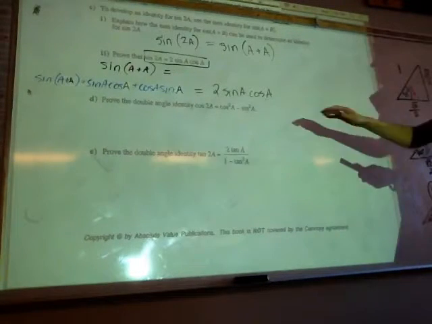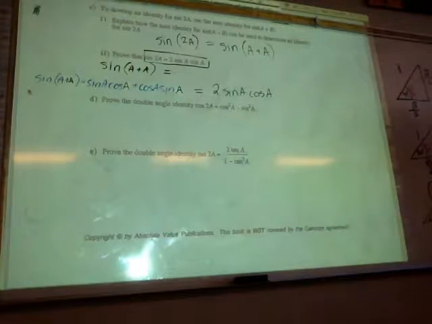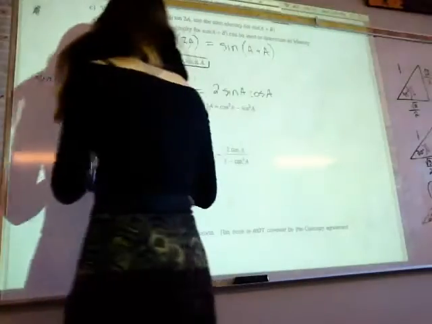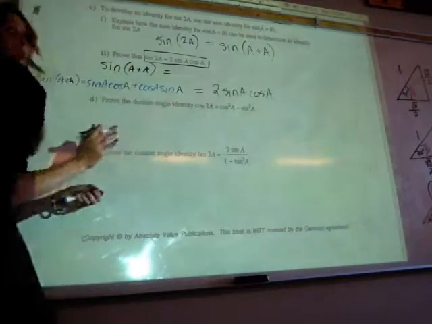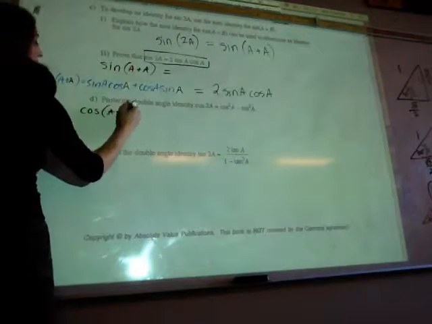Okay, and this identity is also on your formula sheet. Okay, and I've written it up here for you. Let's prove the double angle identity for cosine. How can I rewrite cosine 2a? Good, cosine a plus a.